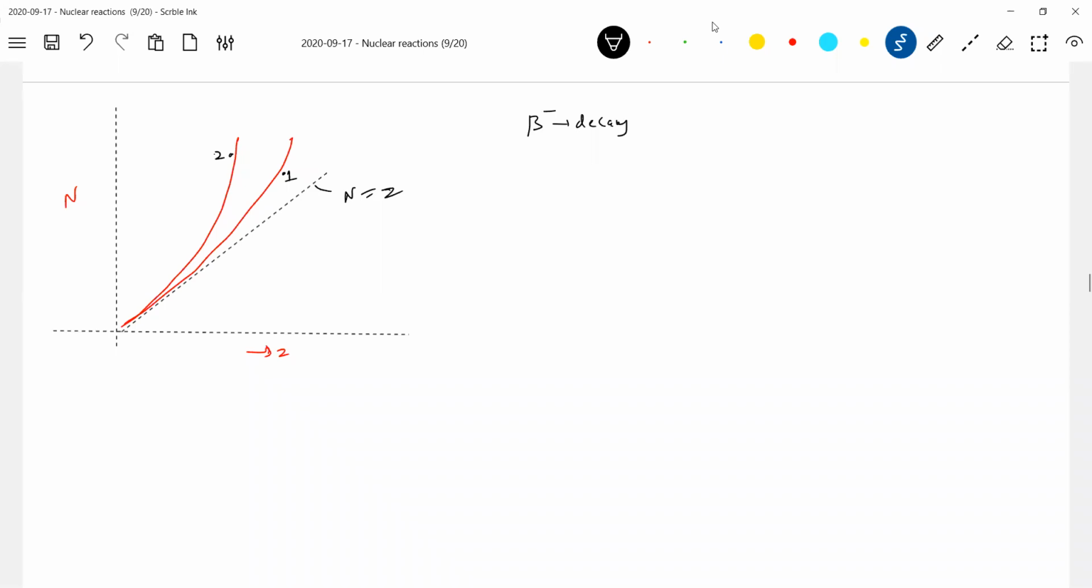What happens in this? So suppose it is a parent nucleus. In this case, what will happen inside the nucleus? One of the neutrons will get converted into proton. Neutron will get converted into proton, and will give one electron and then an anti-neutrino.